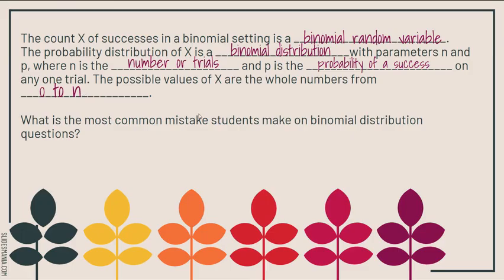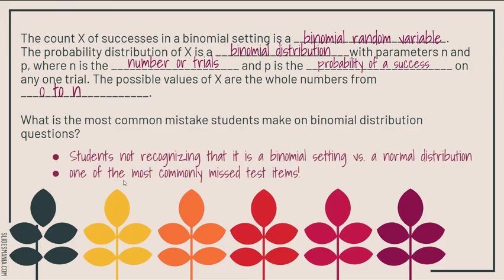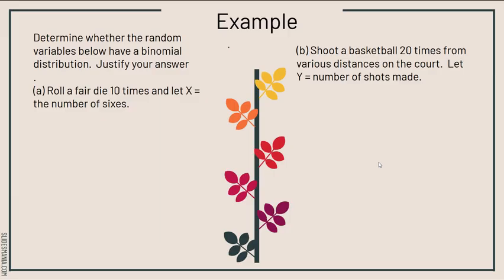So what are the most common mistakes for students on binomial distribution questions? Students not recognizing it's a binomial setting and just applying normal distribution. And it is one of the most commonly missed test items. So we are going to spend some time on this, make sure you got it down. So here's an example. Determine whether the random variables below have a binomial distribution. Justify your answer.